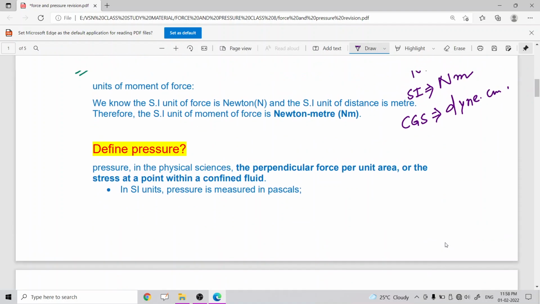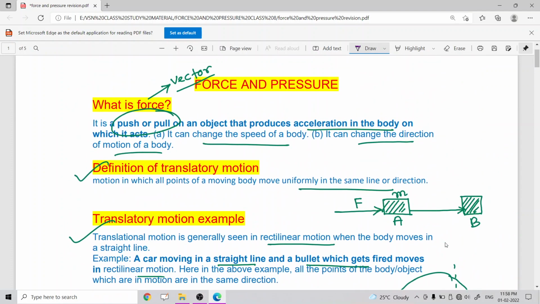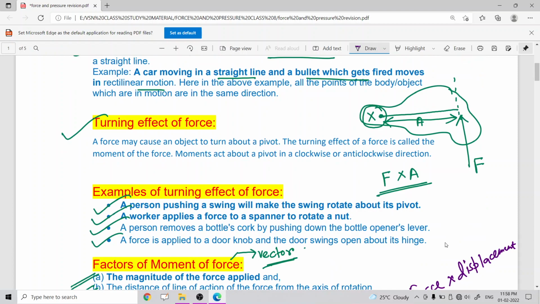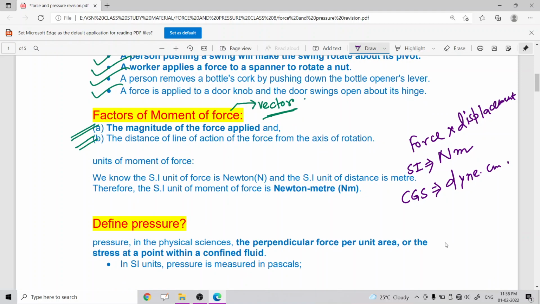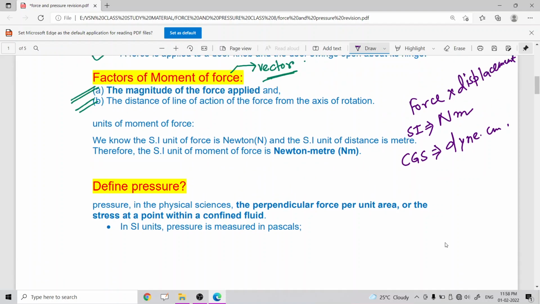So this is a simple, short discussion on force, and also a discussion on two types of motion, turning effect, moment of force, some examples, and the factors on which moment of force depends. Now we move to our next point, that is pressure.